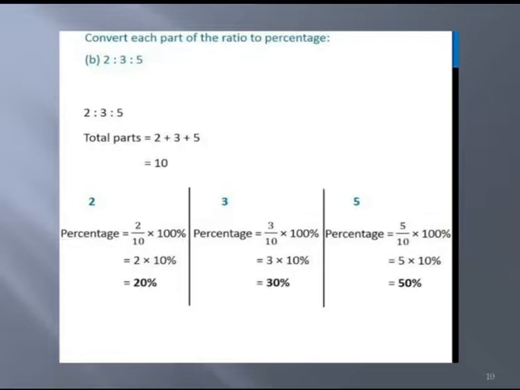Right? Now next is 3. How to find the percentage of 3? The same procedure applies. 3 upon 10 multiplied by 100%. After cancelling, you will get 30%. Now come to the third part, the percentage of 5. 5 upon 10 into 100%. After cancelling the 10 into 100, you will get your result, 50%. I hope this concept is clear to you.